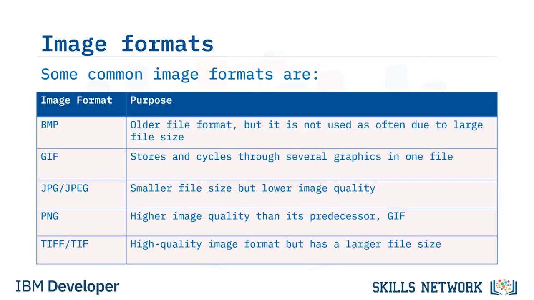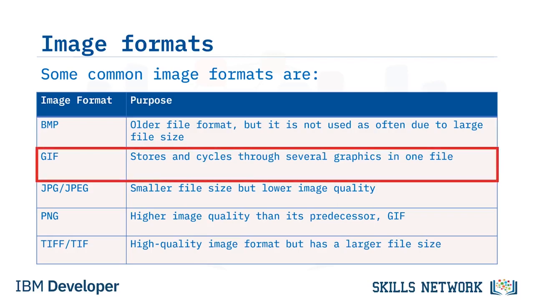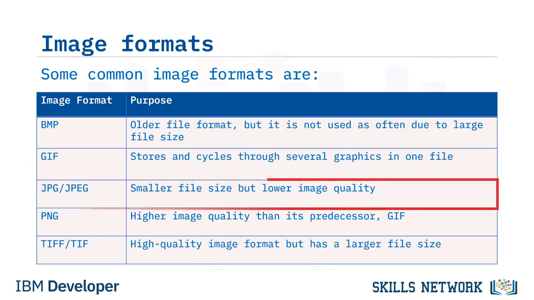Images, photos, digital paintings, and pictures can be stored as image files. The BMP format is an older file format, but it is not used as often due to large file size. The GIF format can store and cycle through several graphics in one file. JPG or JPEG have smaller file sizes, but also have lower image quality.